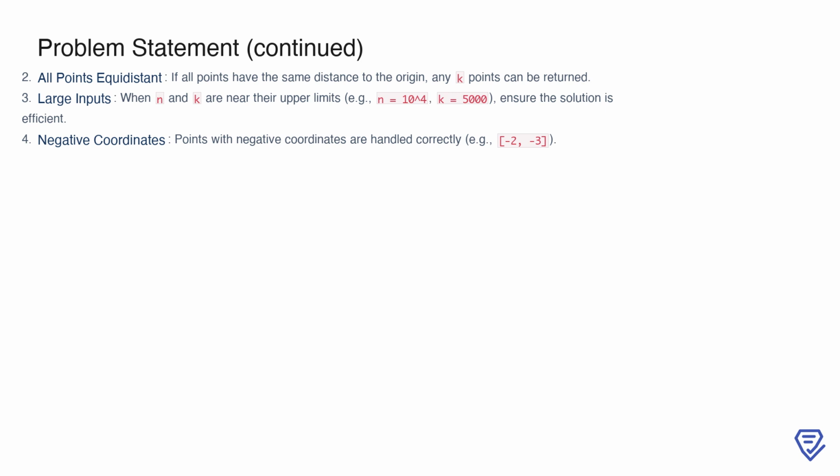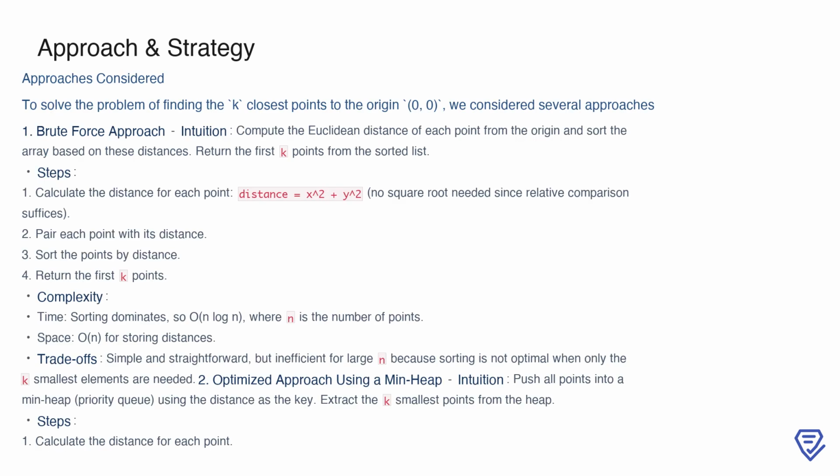To solve the problem of finding the k closest points to the origin, we first considered the brute force approach. The intuition here is simple: calculate the Euclidean distance for each point, sort all the points based on that distance, and then return the first k points from the sorted list. Specifically, we calculate the distance as x² plus y². Notice that there's no need to take the square root since we are only comparing relative distances.